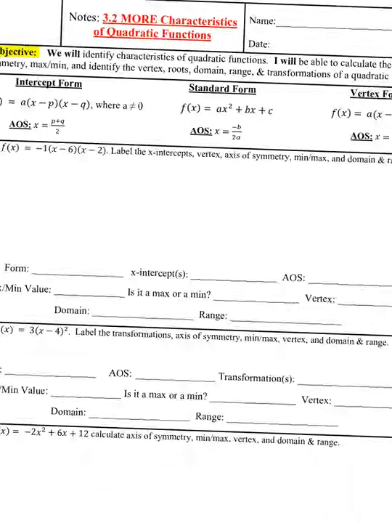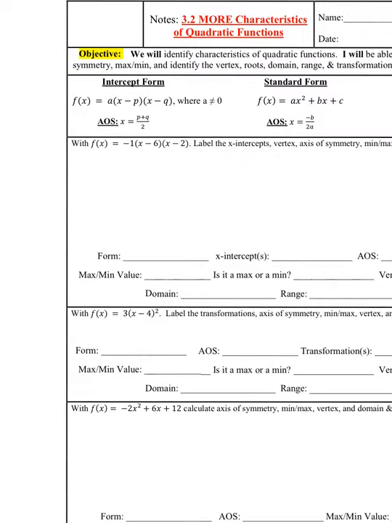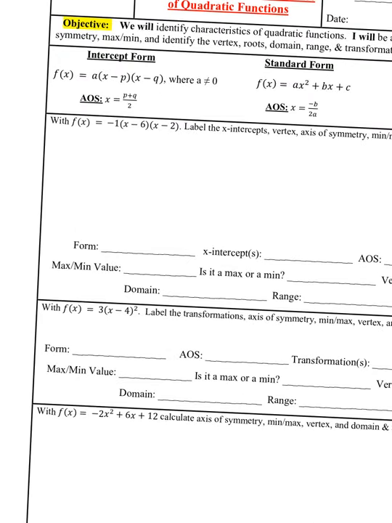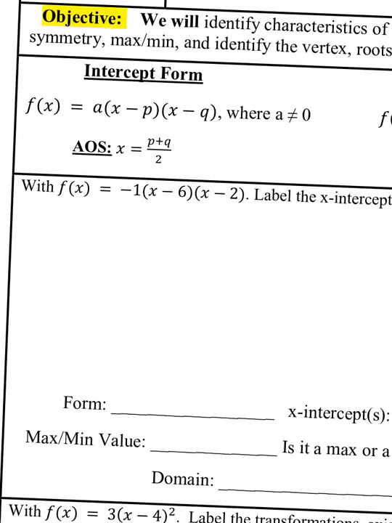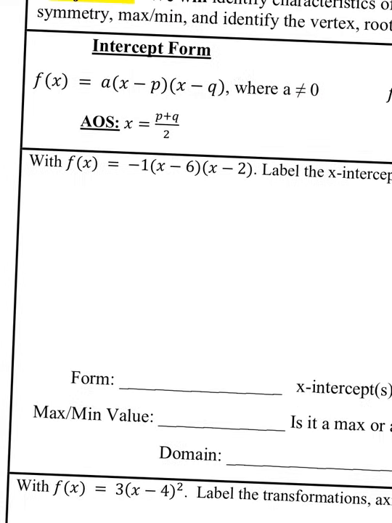So looking at this first example, the first blank I put on there was, what's the form? So you have two sets of parentheses. That's going to be intercept form. Intercept form doesn't have the power of 2 anywhere in there. So I'm just going to write intercept form.